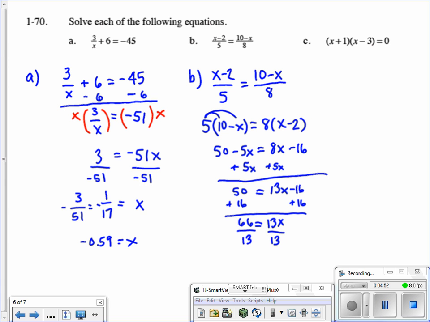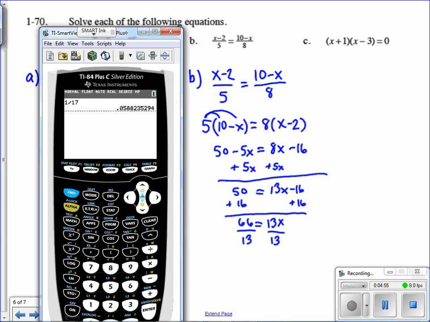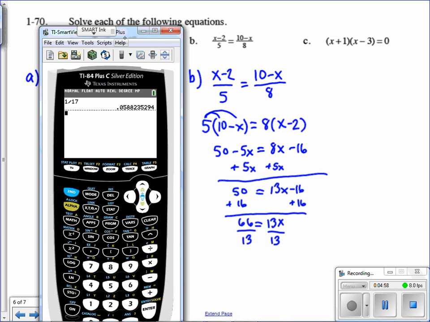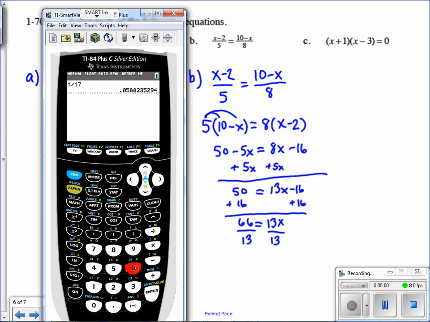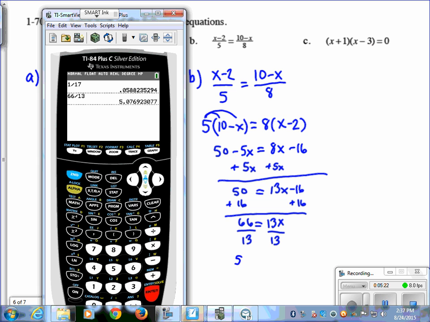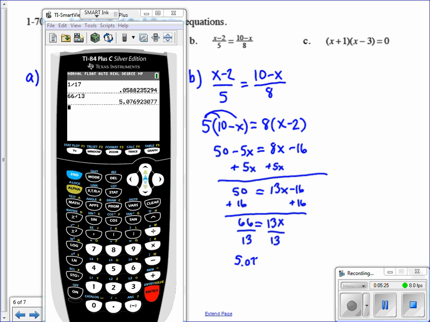So in the end, just for time's sake, I'm going to use the calculator. Let's do 66 divided by 13. We should get about 5.0769. So we'll round it to the nearest thousandth place. So let's do 5.077. That sounds good to me. And that's it for B.